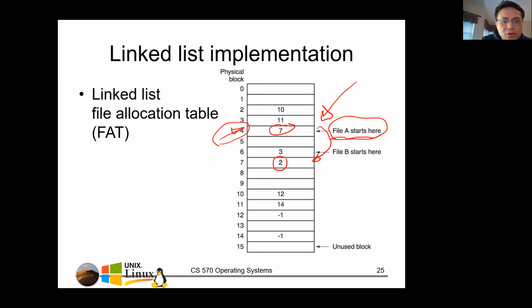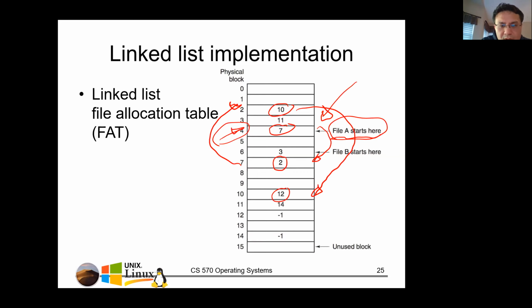Okay, so 2 would be this, right? So you go to 2 and you find 10 there, right? So that would be the next physical block number. And you go to 10, okay? And there you find block number 12 is put in this entry.